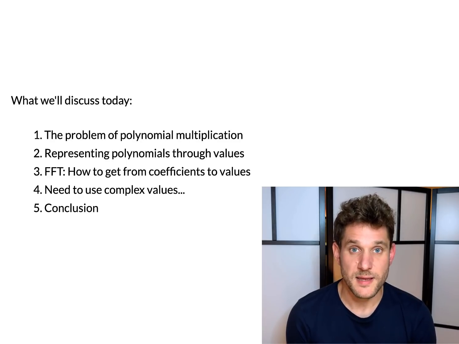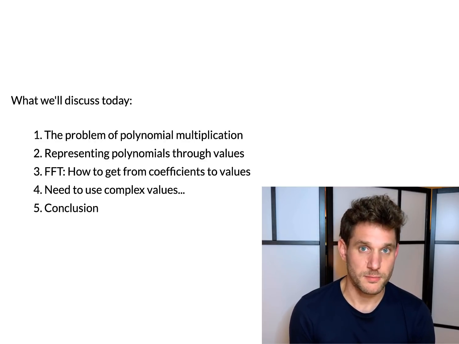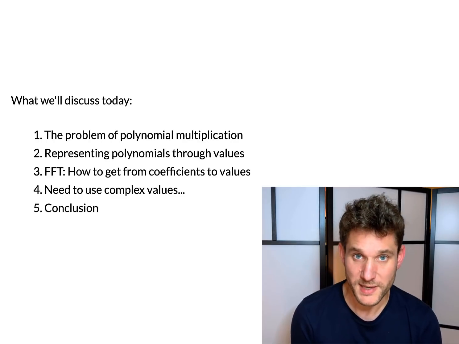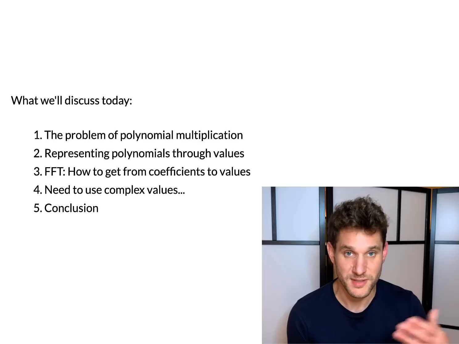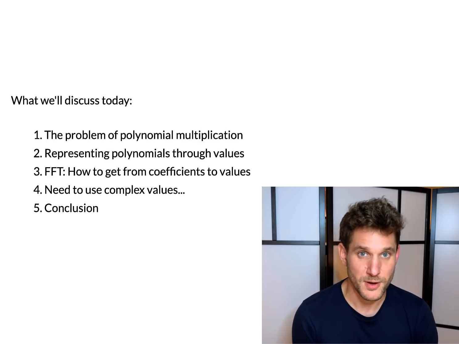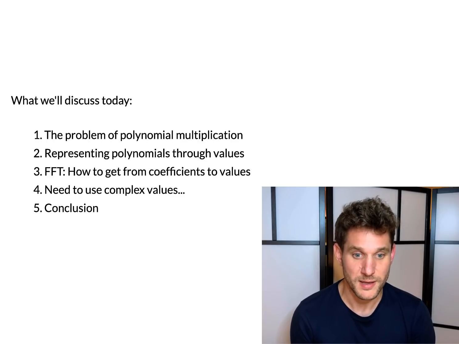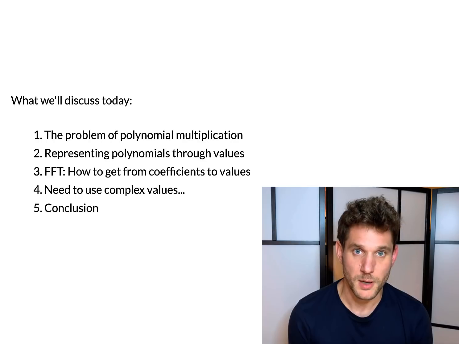So the main technique, the thing we want to solve, is polynomial multiplication. How do we multiply two polynomials? And the trick that we use to multiply polynomials quickly is to actually not represent them in terms of their coefficients, but in terms of the values that they take at certain points. So the FFT is what allows us to very efficiently get from coefficients to values. We're going to need some complex numbers. I won't go into all the details, but you'll see how this technique works.